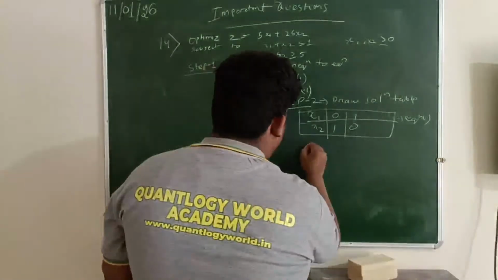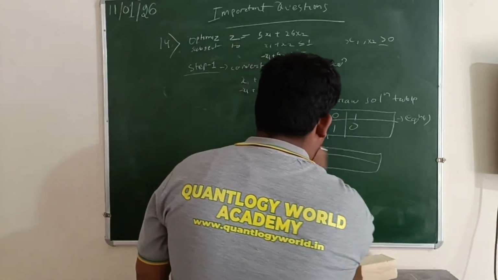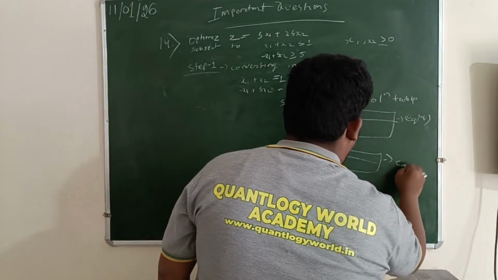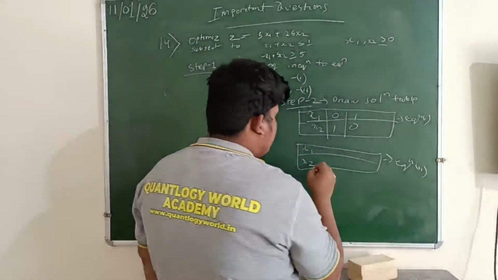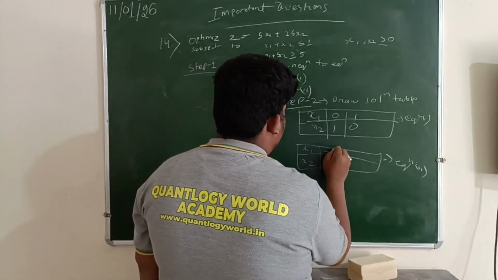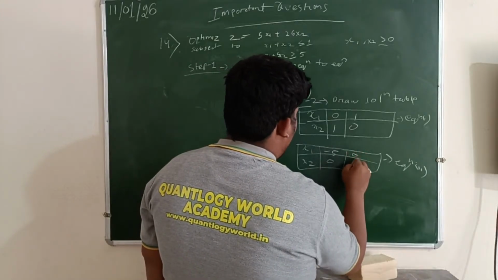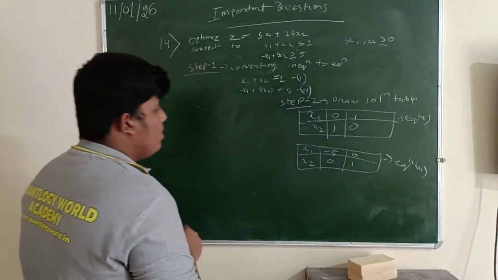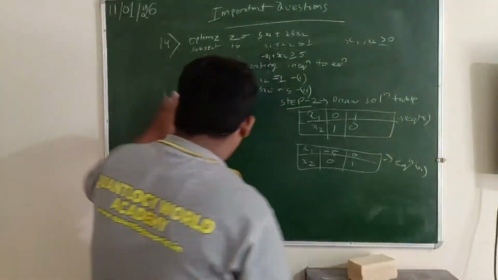Then for equation 2, this is for equation 2: minus 5, 0 and 0, 1. This is for equation 2.